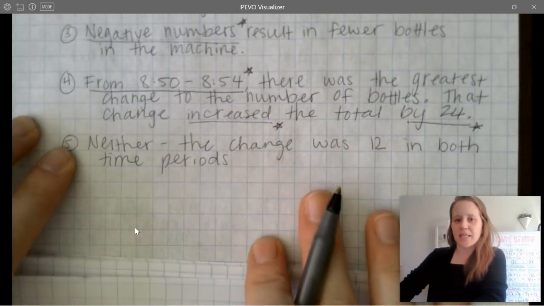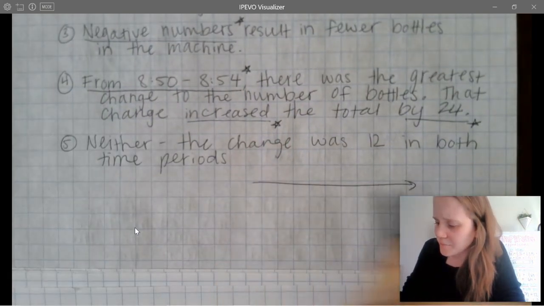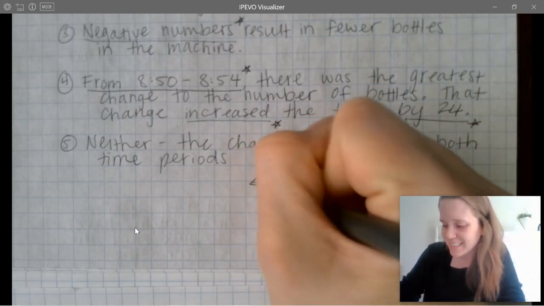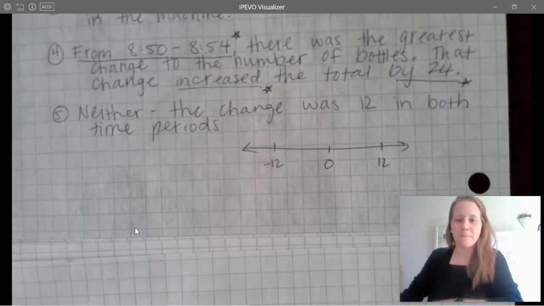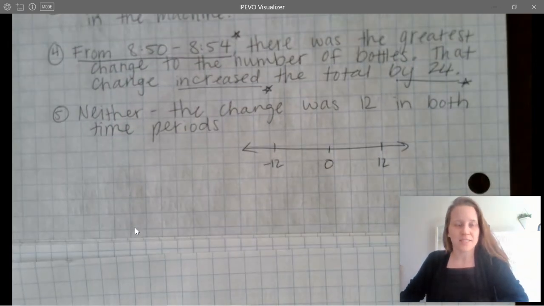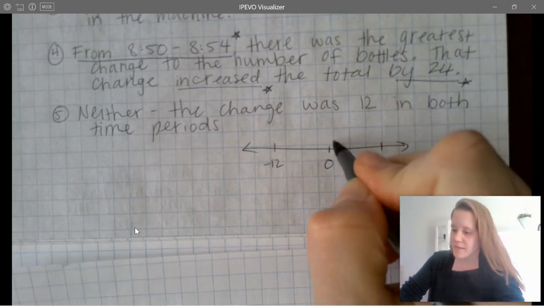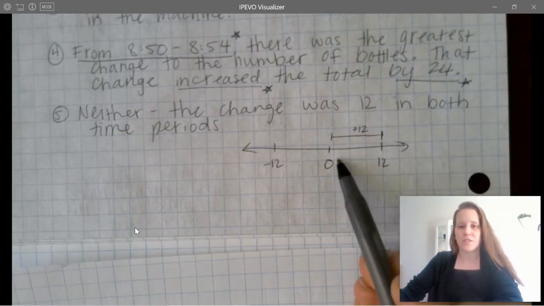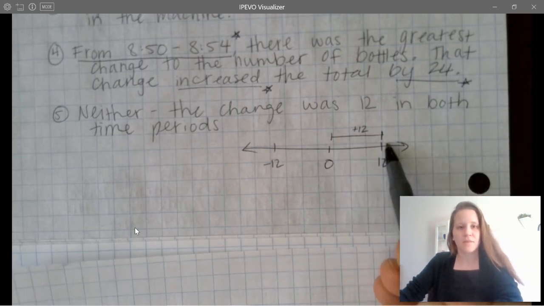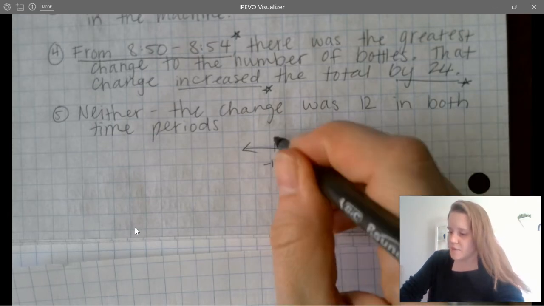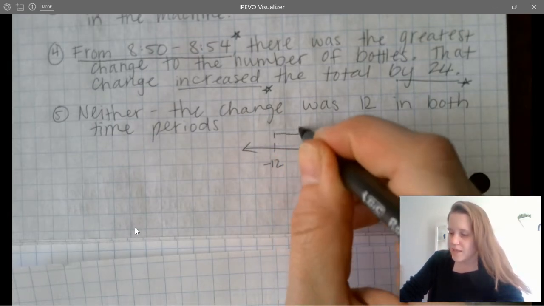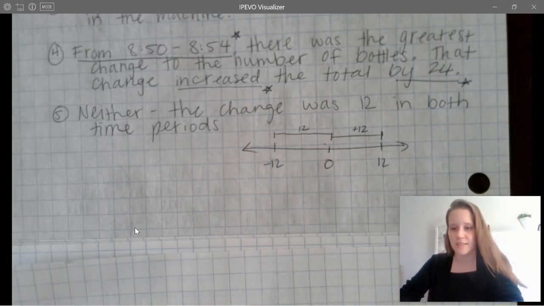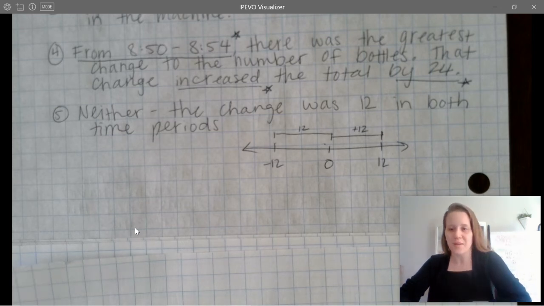I can show this on a number line, and I'd like to. The more I talk about it, the more I want to keep explaining it in different ways. So let's visualize it instead. Now the total number of bottles in the machine wasn't 0 when someone put 12 in, but the change from whatever was there before to what's there now is 12. Then I take out 12, and that amount of change is still 12. So different direction, different meaning, but the change is still 12.